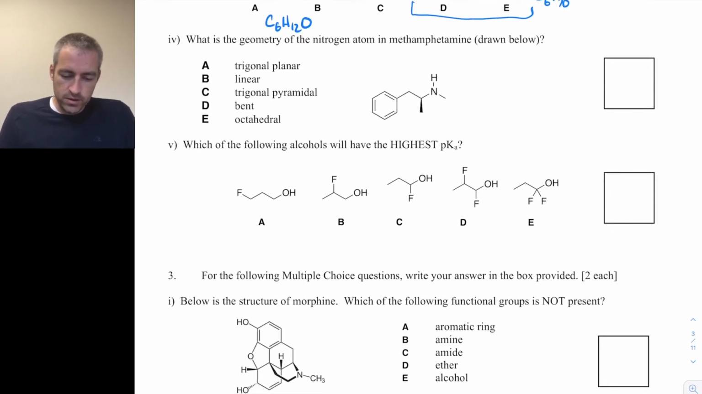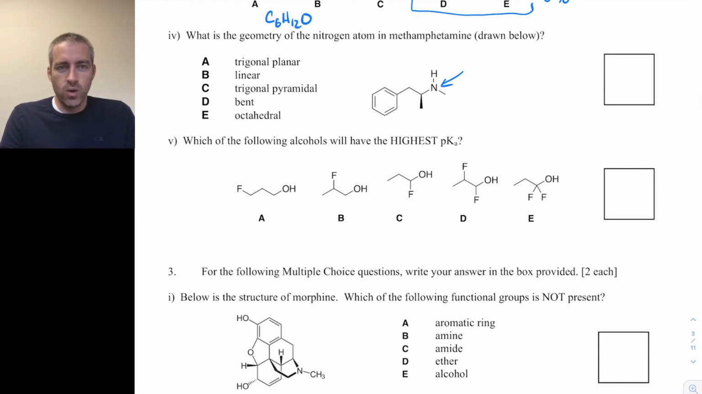Number 4, what's the geometry of the nitrogen atom in methamphetamine? Well, first of all, we have to know what electron groups are on there. Because this is a bond line structure, there can be lone pairs that aren't shown. So this nitrogen actually has a lone pair on there that we don't show in a bond line structure. We know it's there because it has to have a full octet with 3 bonds in order to have a neutral charge.